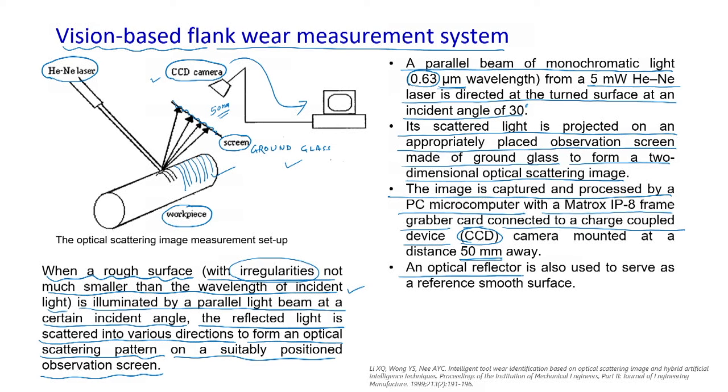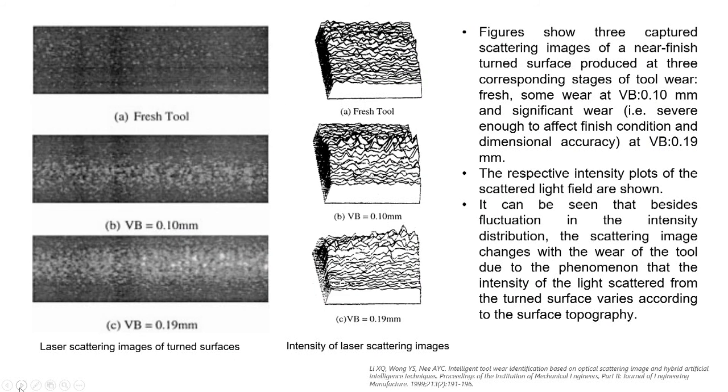We are also using an optical reflector to serve as a reference smooth surface. We are getting various images of the rough surface, but we have to have some reference, some datum, and for that we are using an optical reflector, which certainly will give a smoother surface.